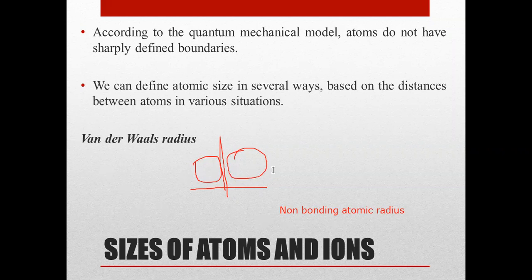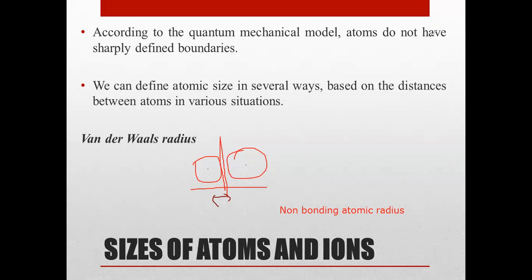It is half the distance between two equal, non-bonded atoms. This is your half. Take the pencil and use another color. When you take this, this is your distance, and this is another distance. The van der Waals radius explains the half distance only, between two non-bonded atoms in their most stable arrangement, where the attractive forces are maximum.